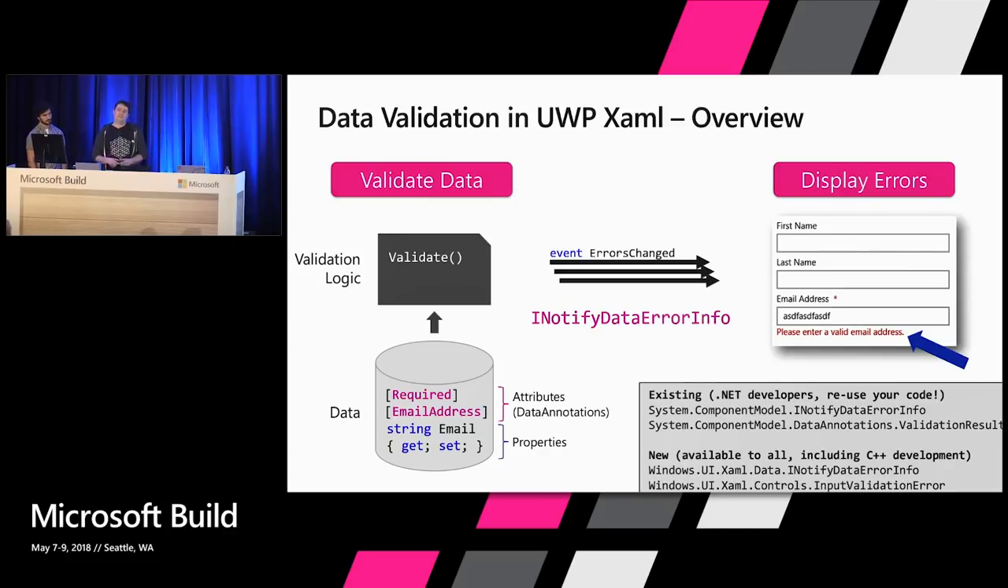If you're not, say you're a C++ developer, you don't want to bring in the CLR, and you've got your own validation logic, we're introducing INotifyDataErrorInfo in the Windows.UI.Xaml.Data namespace, so you can get that as well without having to use .NET. And also, we have the InputValidationError class that we're introducing. That's the equivalent of ValidationResult, basically, from data annotations. So let's switch over. I'll code that up now.